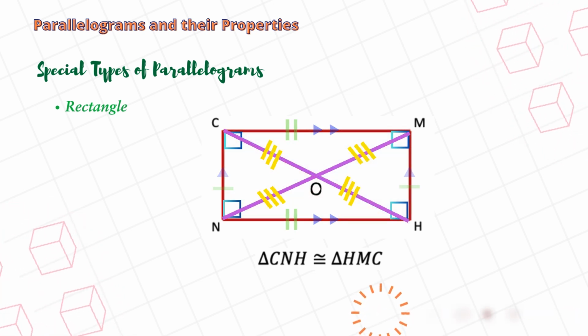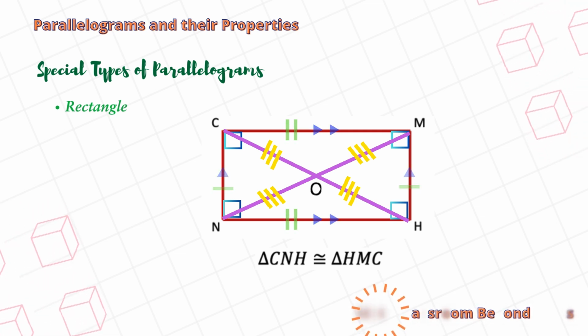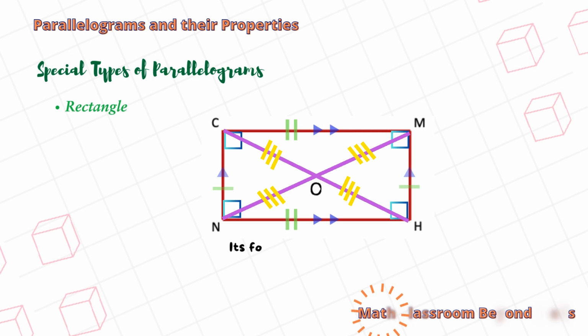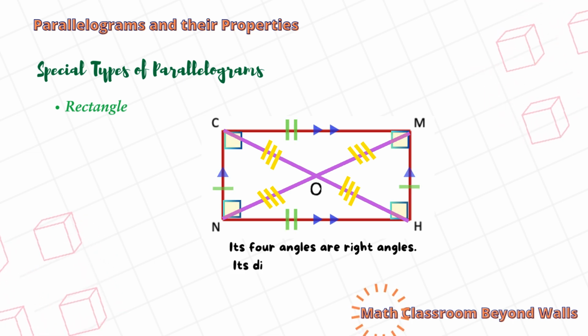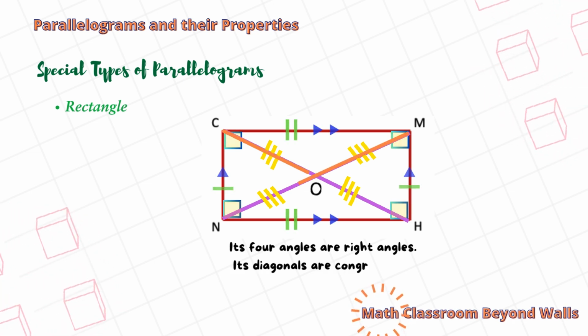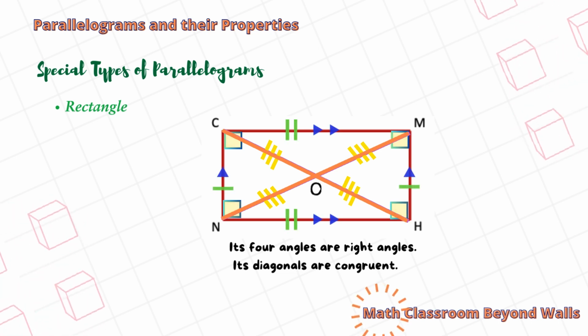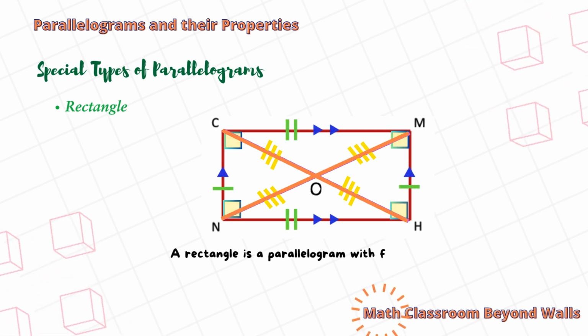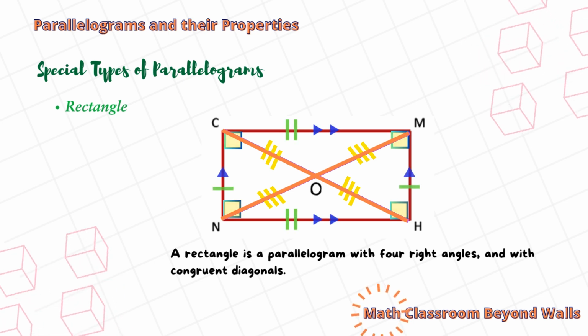Remember these, learners. What makes a rectangle distinct from a regular parallelogram is that, first, its four angles are right angles, and second, its diagonals are congruent. Thus, we can define a rectangle as a parallelogram with four right angles and with congruent diagonals.